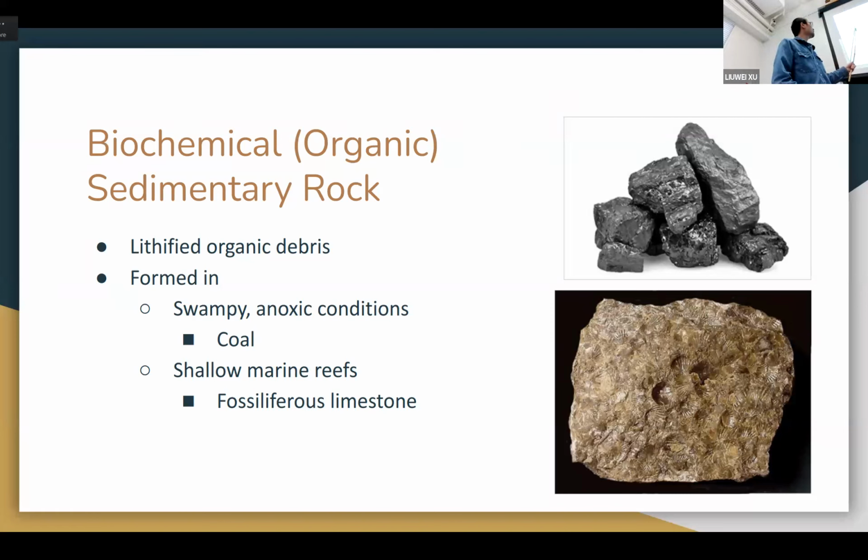And in this kind of rock, sometimes you can see organic debris inside. For example, sometimes you can see fossils inside, or broken organic shells inside. For this kind of rock, we call it fossiliferous limestone. If you can find fossils inside, it's the fossiliferous limestone. Sometimes it forms in an environment lacking oxygen, then it becomes coal, which is a very important energy source of our daily life.